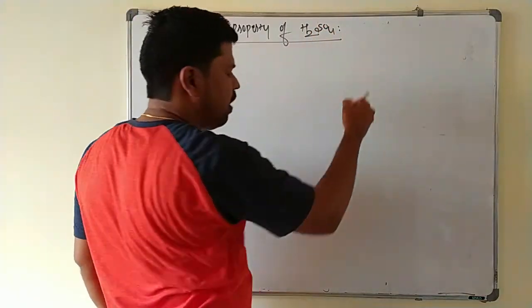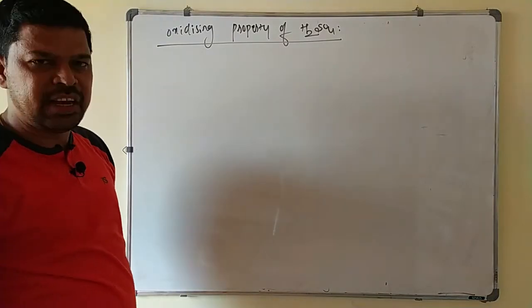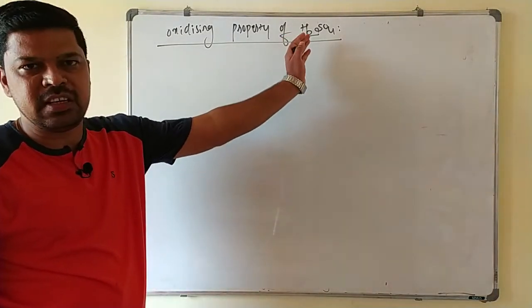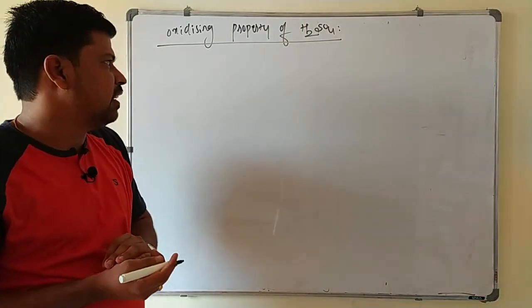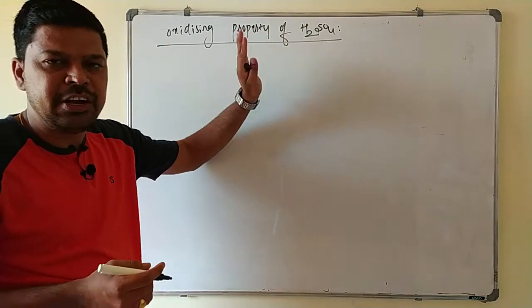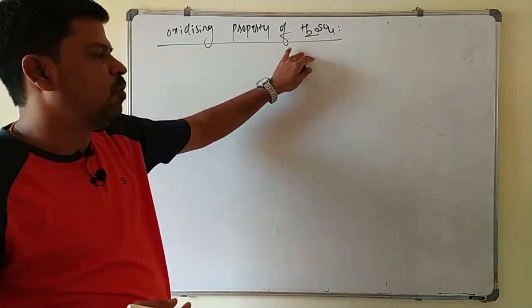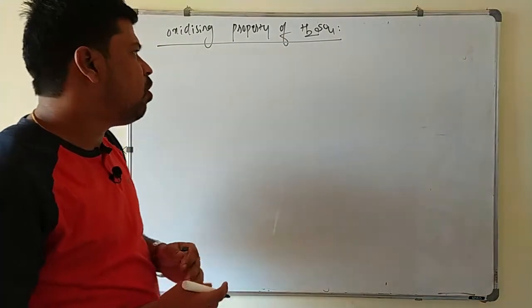Here in this one, H2SO4 acts as a very good oxidizing agent because it decomposes to give nascent oxygen. Since it gives nascent oxygen, it acts as an oxidizing agent. This H2SO4 is reduced to SO2 by oxidizing metals as well as non-metals.